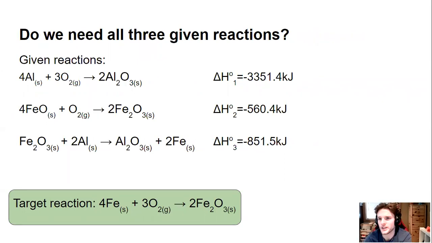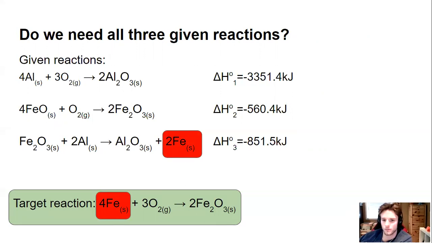So do we need all 3 given reactions? Let's examine this. In our target reaction here, we want an iron, solid iron. We can see that that's in equation 3. We have solid iron. Is it anywhere else? No, it's not. So we're going to need equation 3. So if we're going to need equation 3, that means the rest of this stuff we're going to have to use.